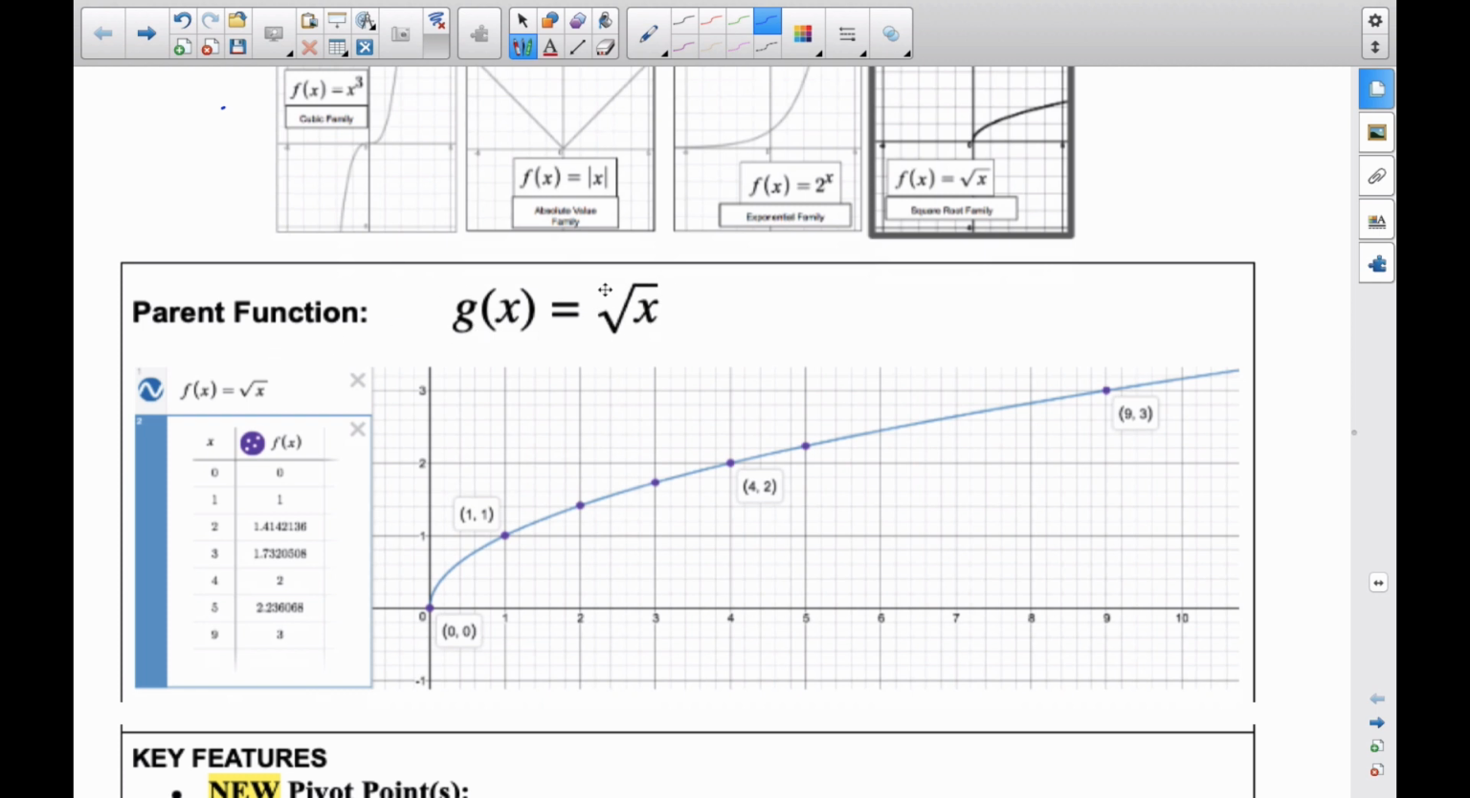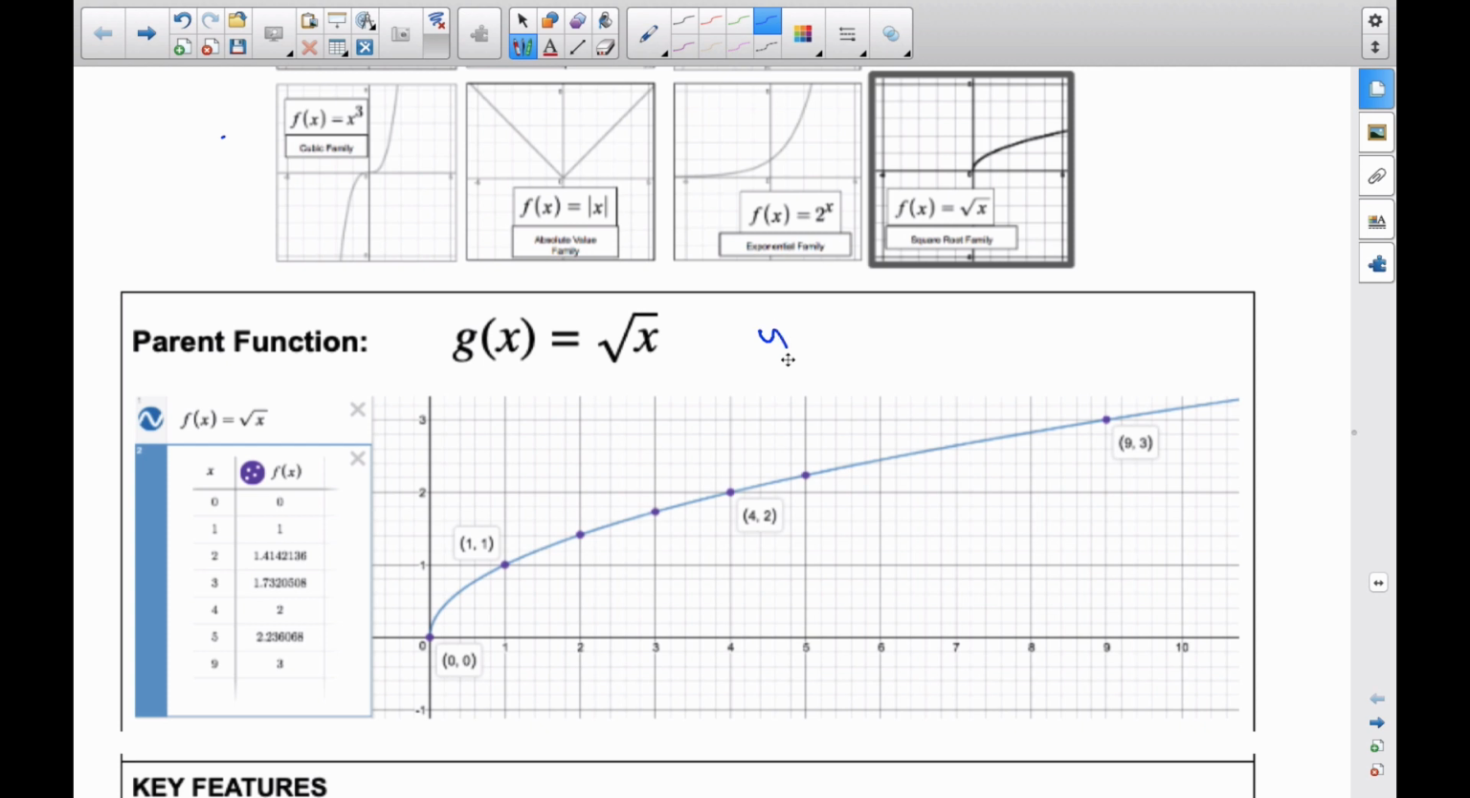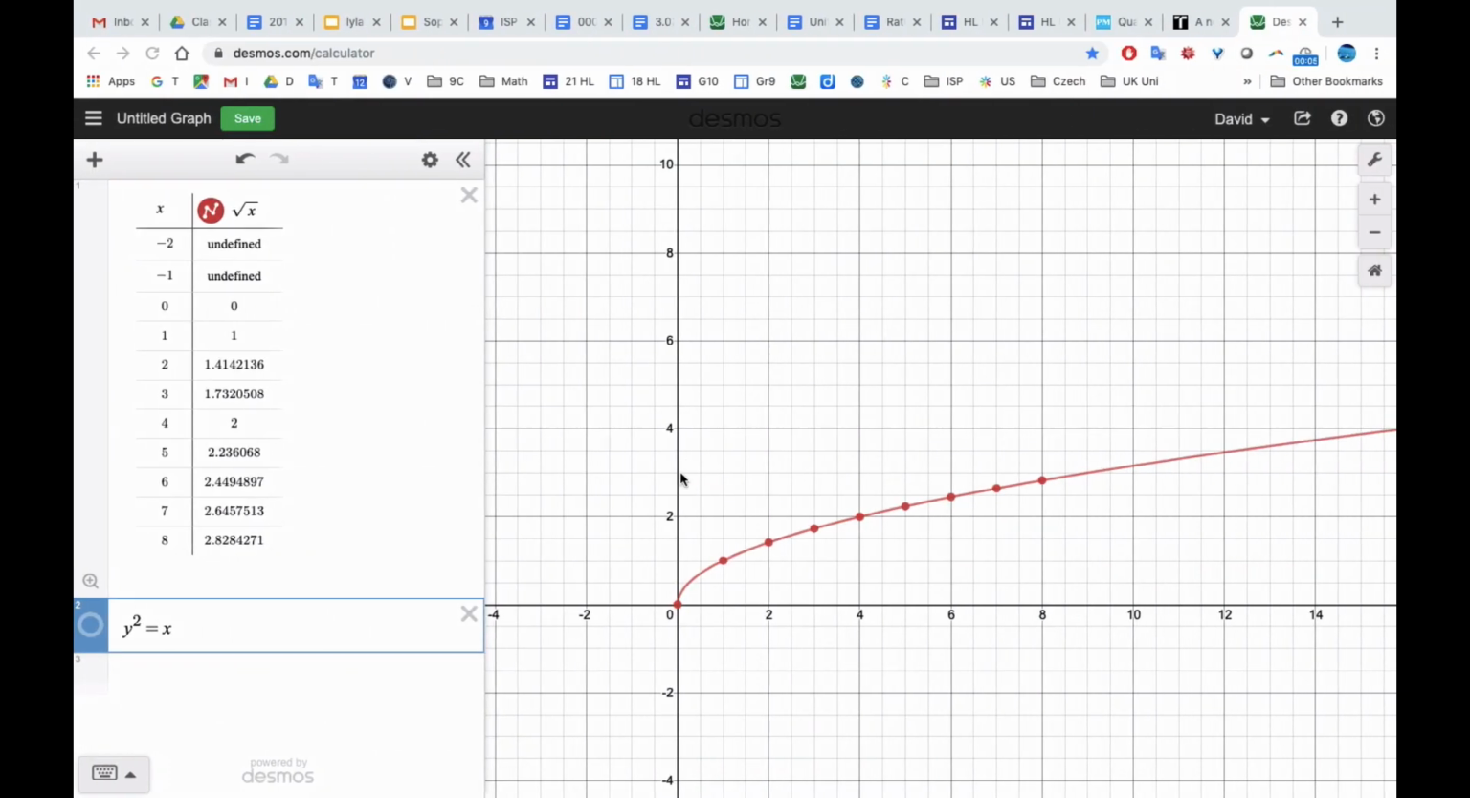What we have here is the parent function, g of x, which is the square root of x. In the past, the parent function you've dealt with most often is x squared. That was the parent function, and we changed it. In order to change it, you need to know what the base function looks like, and here it is on Desmos.